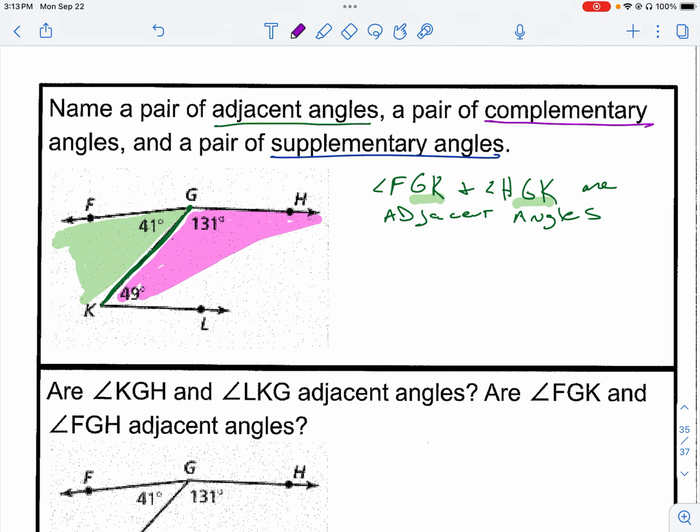Let's find our complementary angles. Well, complementary means add up to 90. So 131 is going to be out. 49 plus 41, plus 59, 49. 50 plus 40 is 90. So angle FGK and angle GKL are complementary angles.